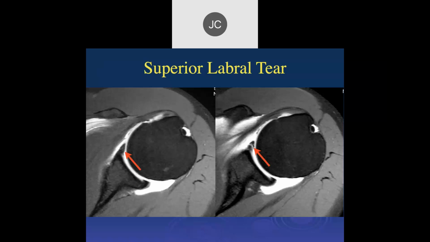But this was a documented superior labral tear. But you have to be very careful about repairing these, not to overly constrain the shoulder.